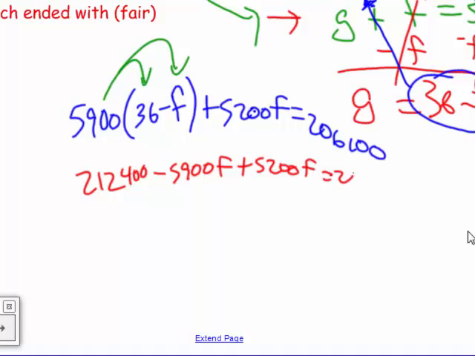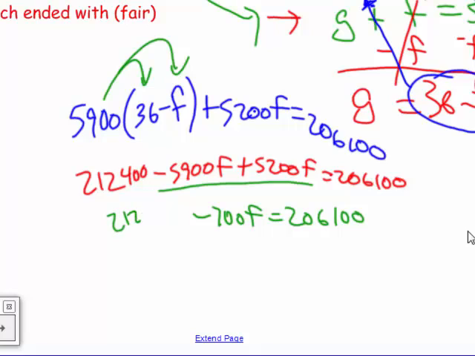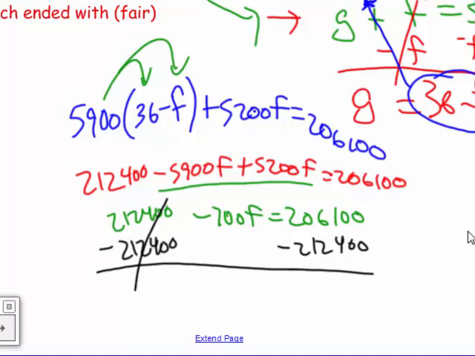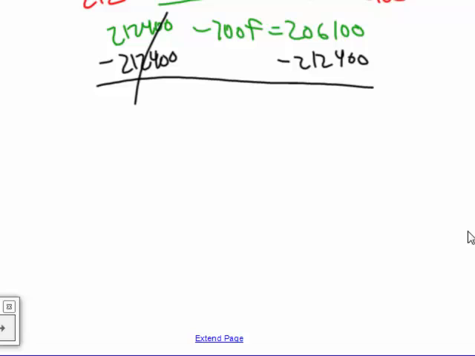Some of you might be able to skip some steps here, but I'm going to write this all out because now I can combine my like terms here, which gives me what, negative 700F. So I got negative 700F there. Bring everything else down. Got our 212,400. And now we got to get our F by itself, so we subtract that 212,400 from both sides. Extend my page again, get some more room to work. So we got negative 700F equals negative 6,300.